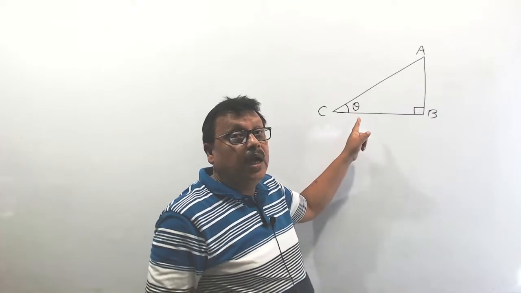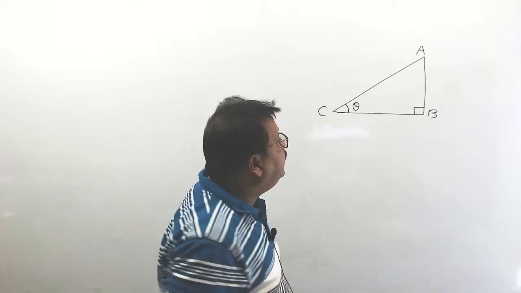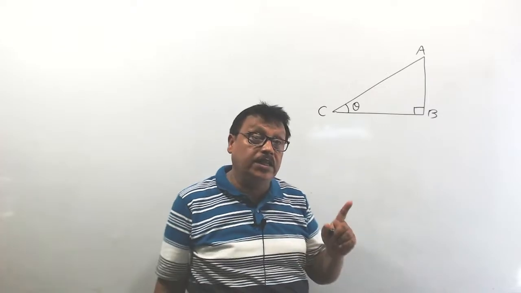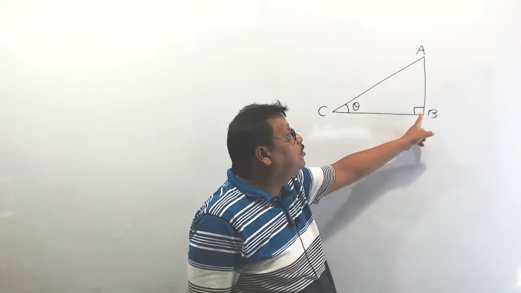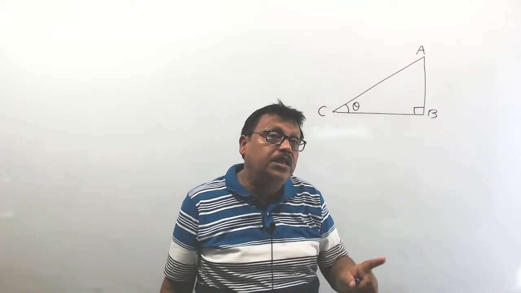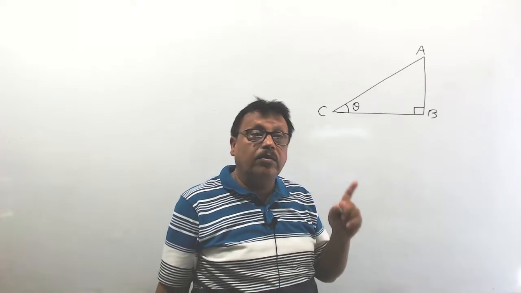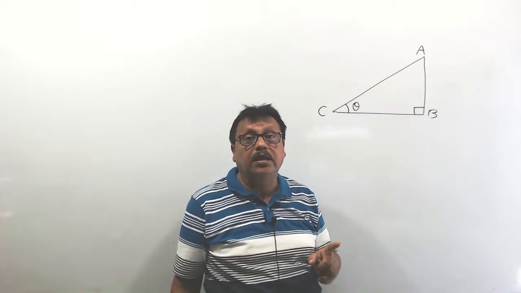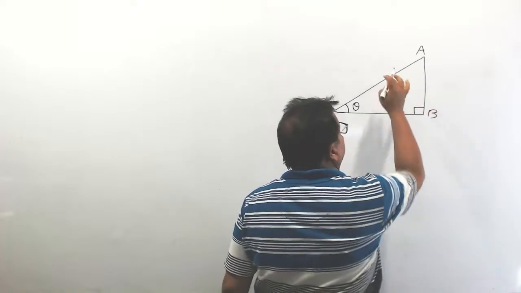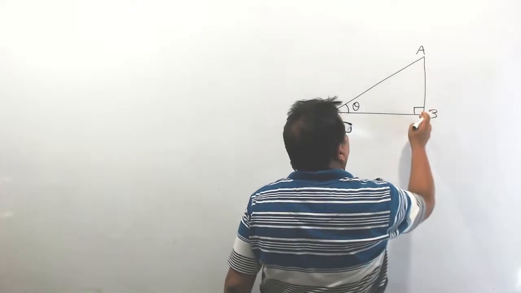AC is the hypotenuse. How will you confirm the side AC is the hypotenuse? What is the definition of hypotenuse? Hypotenuse is the side opposite to the right angle. Of course, it is the longest side, but the hypotenuse is always the side opposite to the right angle. In every triangle, does a hypotenuse exist? No, only in a right angle triangle. Remember, only in a right angle triangle will you get a hypotenuse.